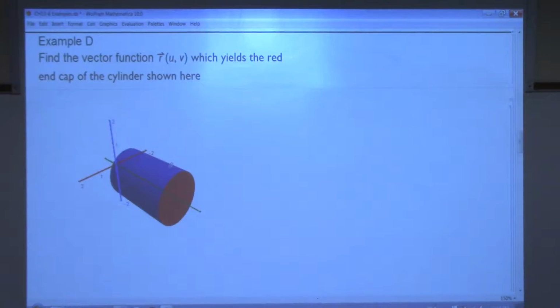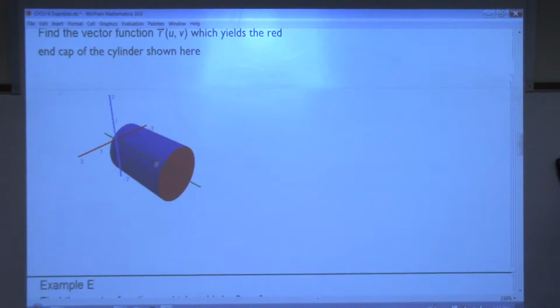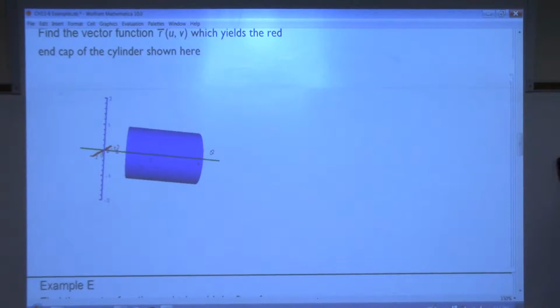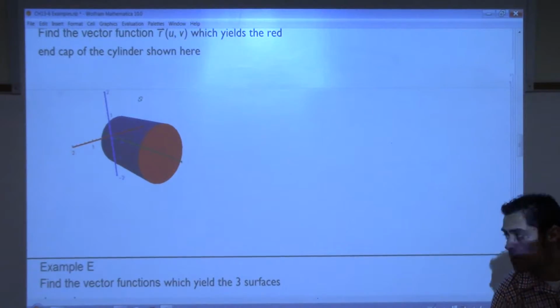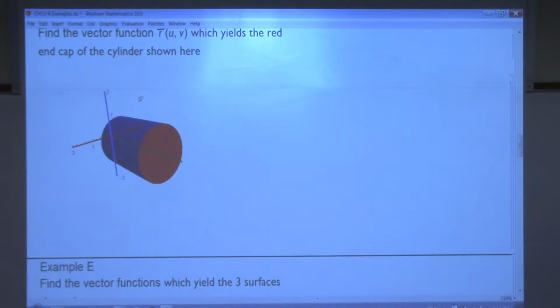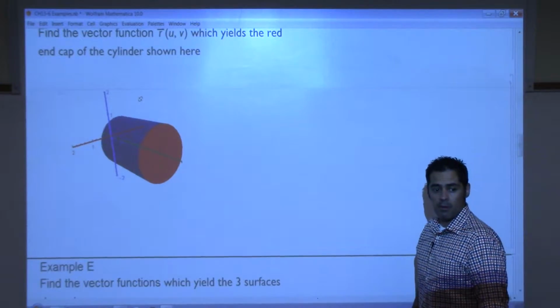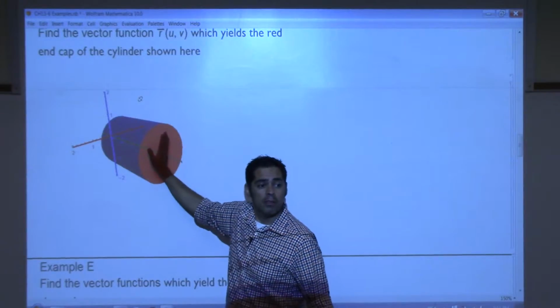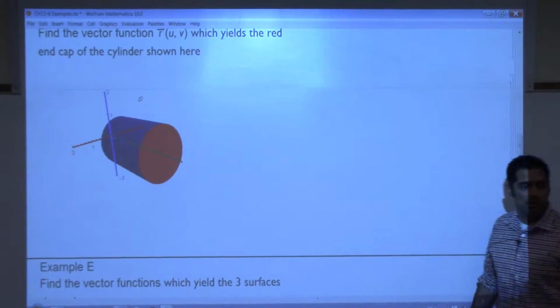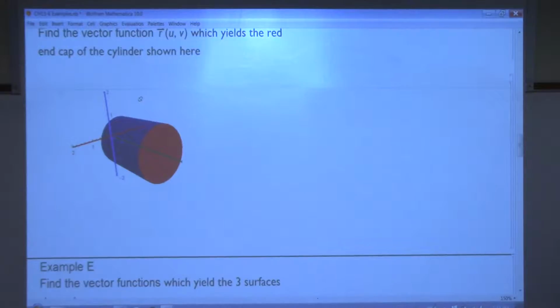Okay, now this one. Find the vector function r of uv which yields the red end cap of the cylinder shown here. It's the same cylinder we just drew, but I want this red end cap instead of the blue. So what's the difference here? Not the back, just the front. I just want this front piece. You would have to vary the radius?